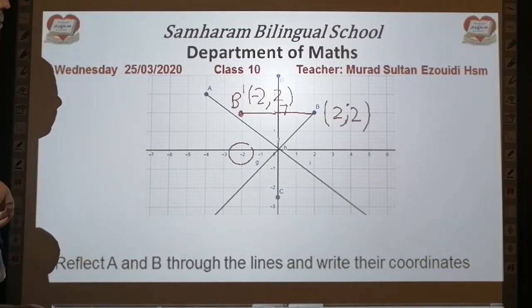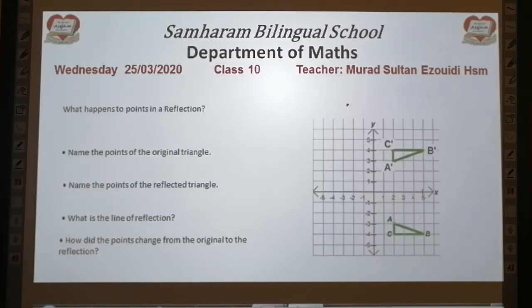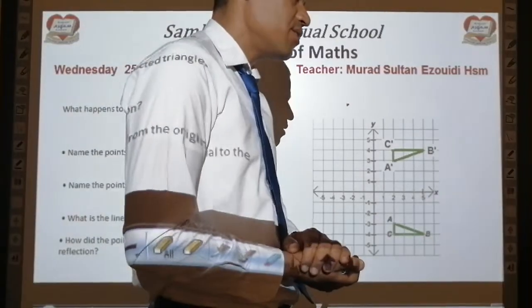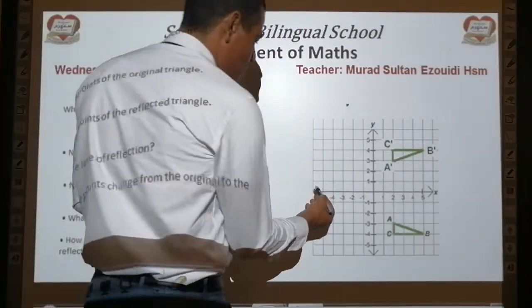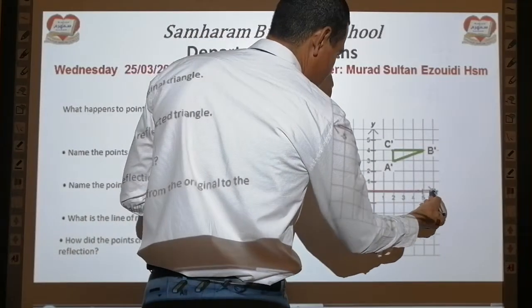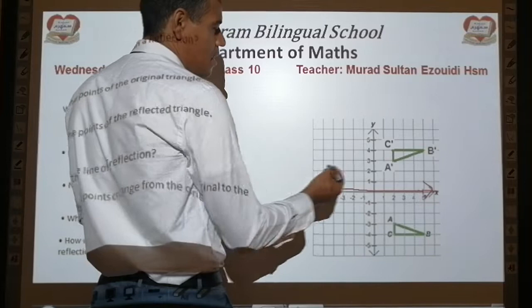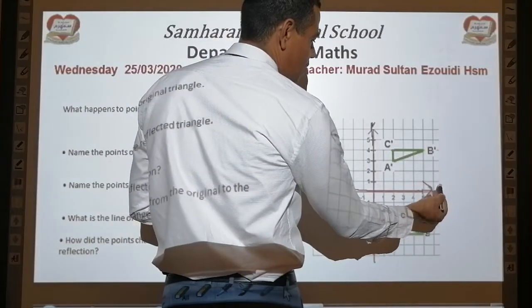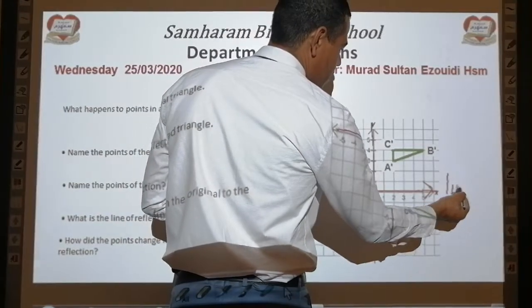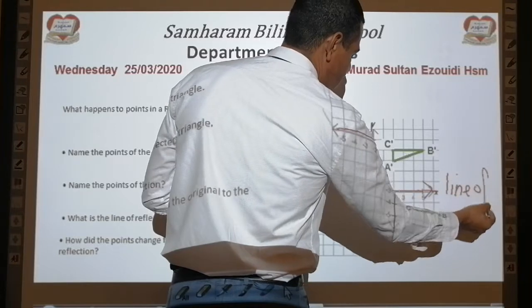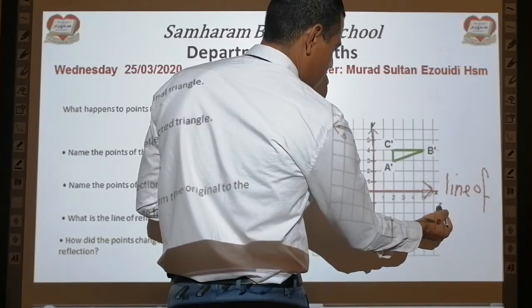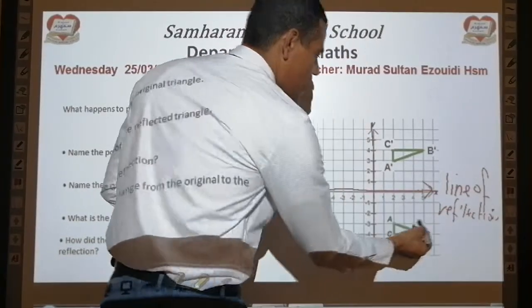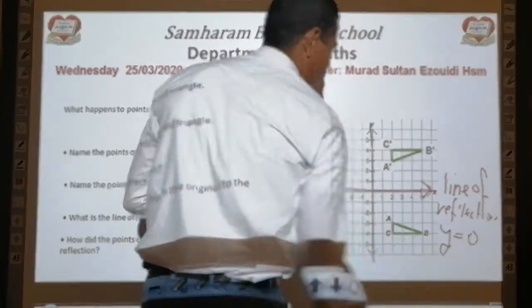The next, my kids: what happens to points in a reflection? Now we have the x-axis and the y-axis. I will use this as a mirror line, the line of reflection. What is the line, my kids? y equals 0. This is y equals 0.